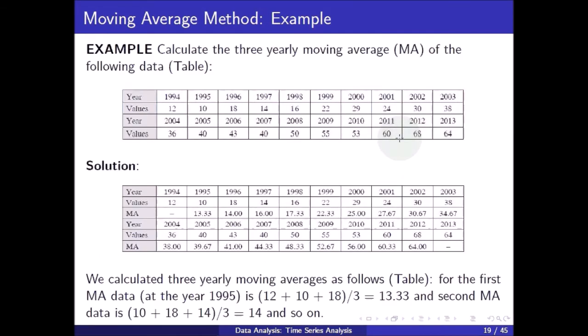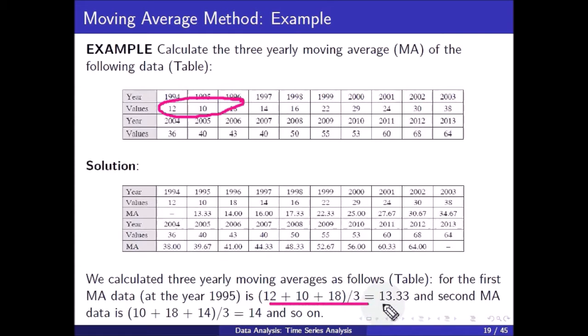Now, this is an example of the moving average method. Calculate the three-yearly moving average of the following data, from 1994 to 2013, with values 12, 10, 18 and so on. We calculate the three-yearly moving average as follows. For the first moving average at the year 1995, we take the average of these three data: 12, 10, 18.